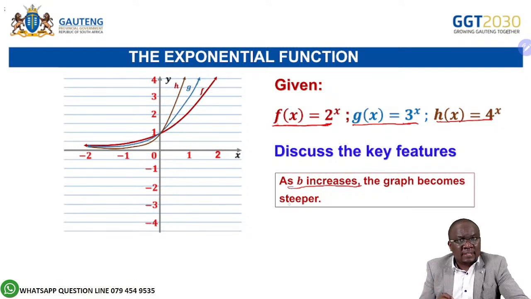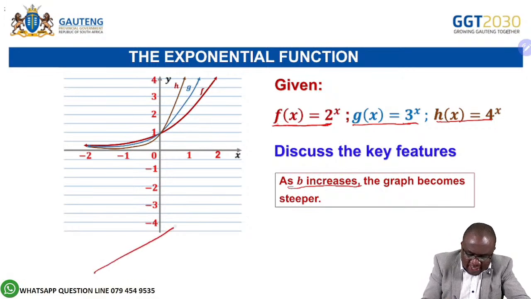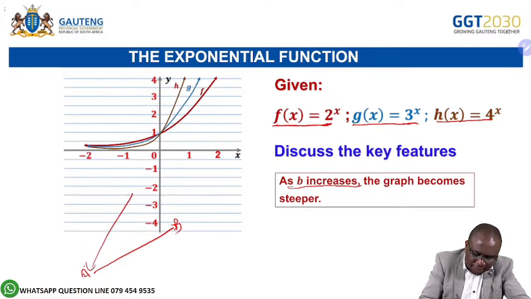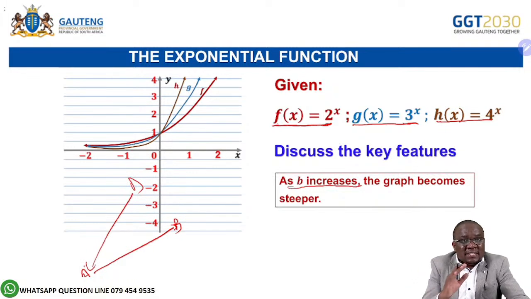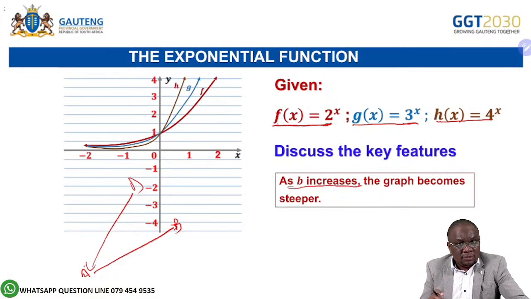Steeper. Okay? When I'm comparing steepness, let's say line AB, and then there's line CD. Which one is steeper here? It is CD, because the gradient is higher for CD. So now as b increases, the graph becomes steeper. Did you recognize that? Okay, good.